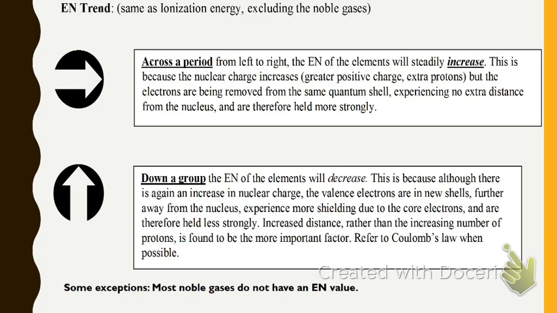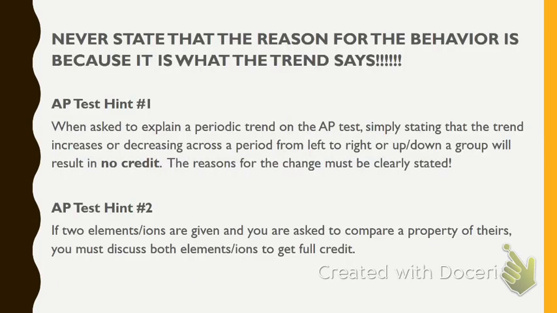There's the trend, same as ionization energy, excluding the noble gases. The higher noble gases like krypton, xenon, and radon do have an electronegativity because they're big and they can share, because they have big shells. But helium, neon, and argon, those three do not have an electronegativity value.